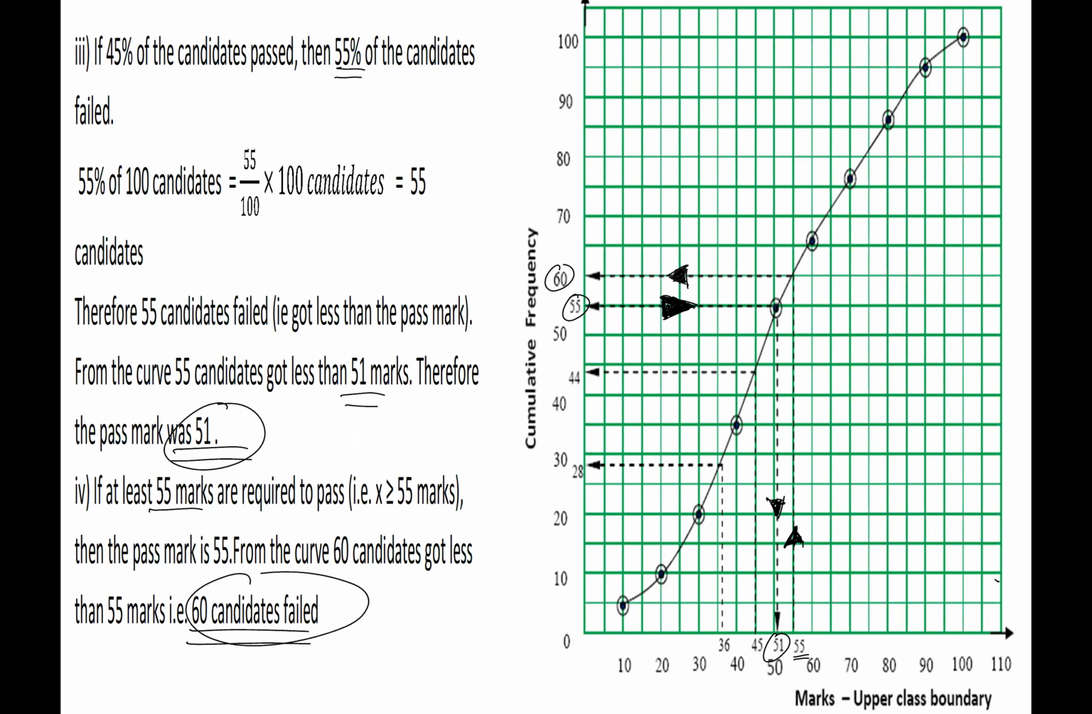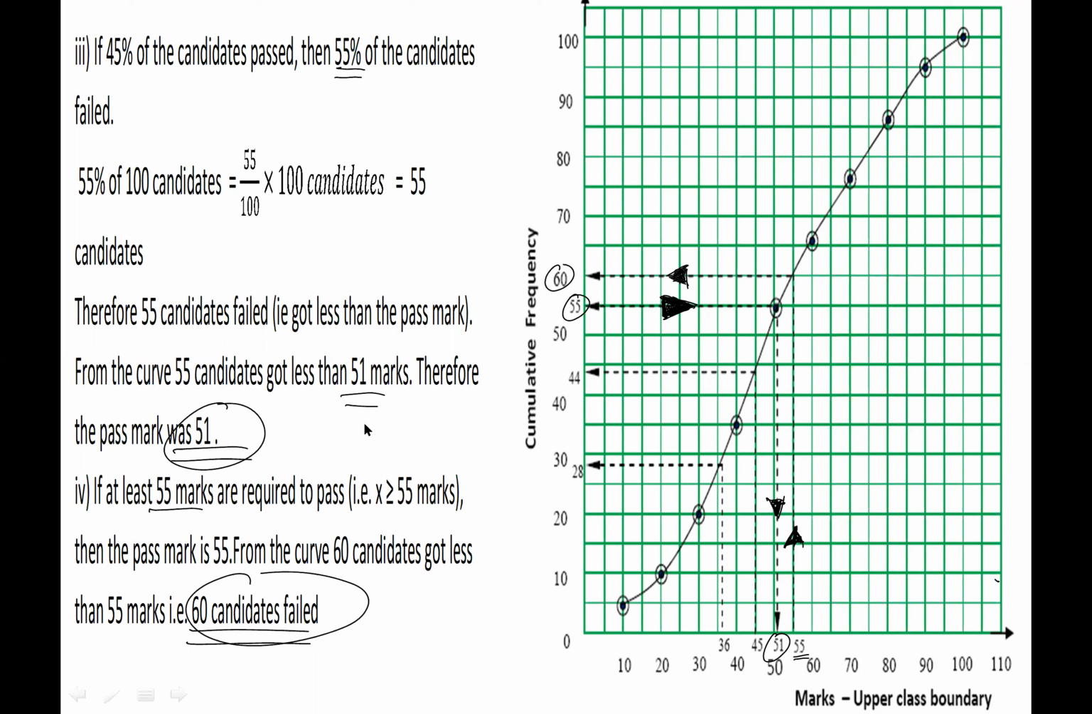That would say that the pass mark had to be 51, because remember, 55 students got less than 51 marks, and the pass mark would be the mark that the students got less than. So from the curve, 55 students got less than 51 marks, and we know 55 students had to fail, and they had to get less than the pass mark, so the pass mark had to be 51. So the answer in this case is 51 marks is the pass mark, right? Because 55 students got less than that, and we know 55% of the students failed, so therefore this had to be the pass mark here, because they got less than that and they failed.